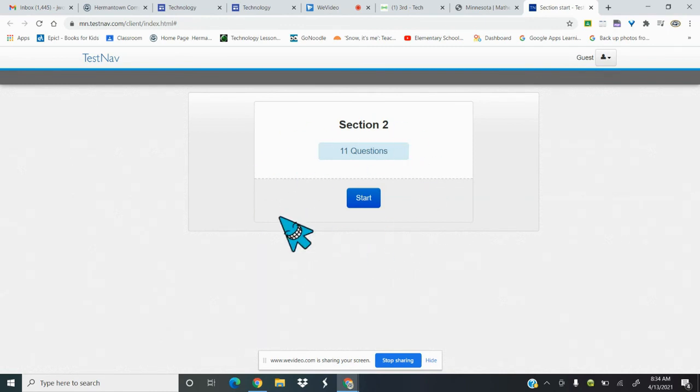I'm not going to do the next section. That's up to you to go ahead and go through those questions and practice and learn how to use this test and get comfortable with it. So when you do take the MCA test, you can feel confident in the tools, and hopefully the tools will help you answer some of these questions.